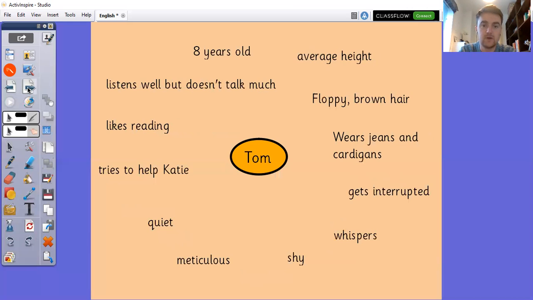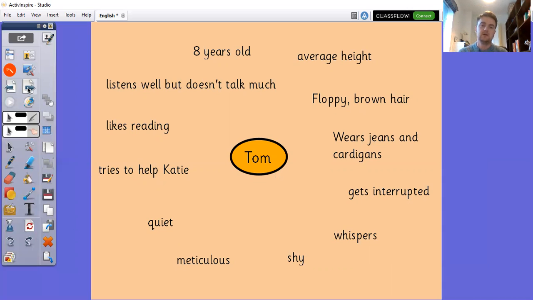And now for her twin, Tom. He's also 8 years old. He's sort of average height, so he's a bit shorter than Katie. He's got floppy brown hair. So I was going to say long brown hair, but for a boy, sometimes floppy works a bit better because it's more sort of bouncy than anything else. He wears jeans and cardigans, so he's that sort of quite smartly dressed. He gets interrupted quite a lot of the time. When he speaks, he mumbles or he mutters or he whispers.